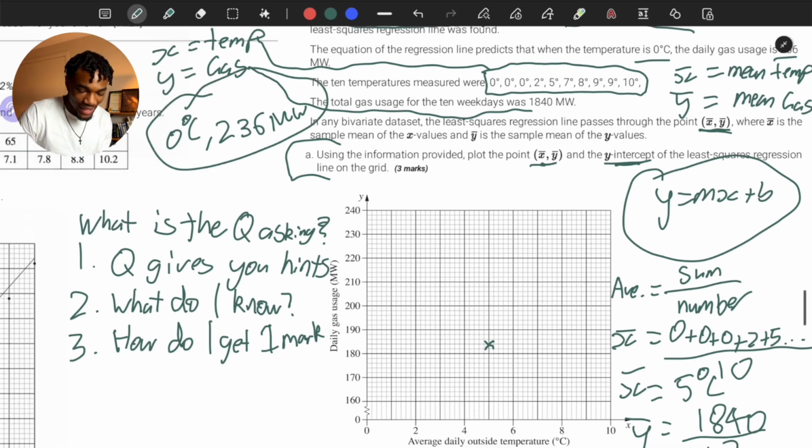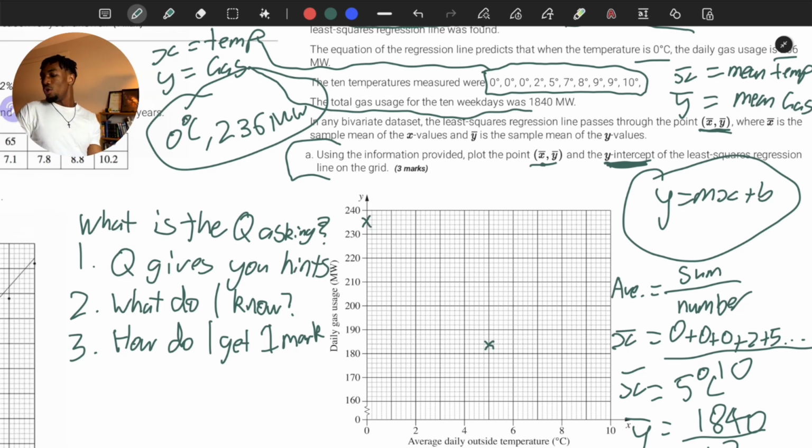And then what else do we know? I know that this point here is going to be our y-intercept, which is what we have here. How do I know that? Our y-intercept is when x equals 0. This point here, and the answer is 236.